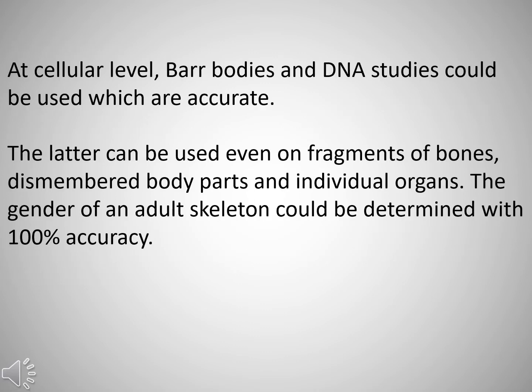At cellular level, bar bodies and DNA studies could be used, which are accurate. The latter can be used even on fragments of bones, dismembered body parts, and individual organs. The gender of an adult skeleton could be determined with 100% accuracy.